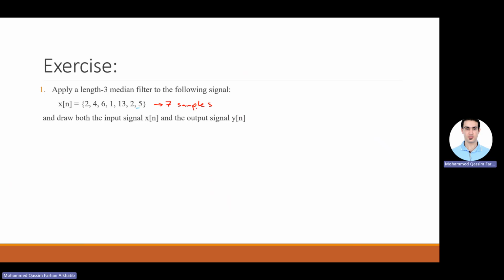Now the first pre-processing step is to do zero padding. With zero padding, I will have another sample 0 at each end. Now let's do the median filtering with length 3. I take these 3 samples, sort in ascending order, so I have 0, 2, 4. The value at the center is 2. So the first sample is 2.